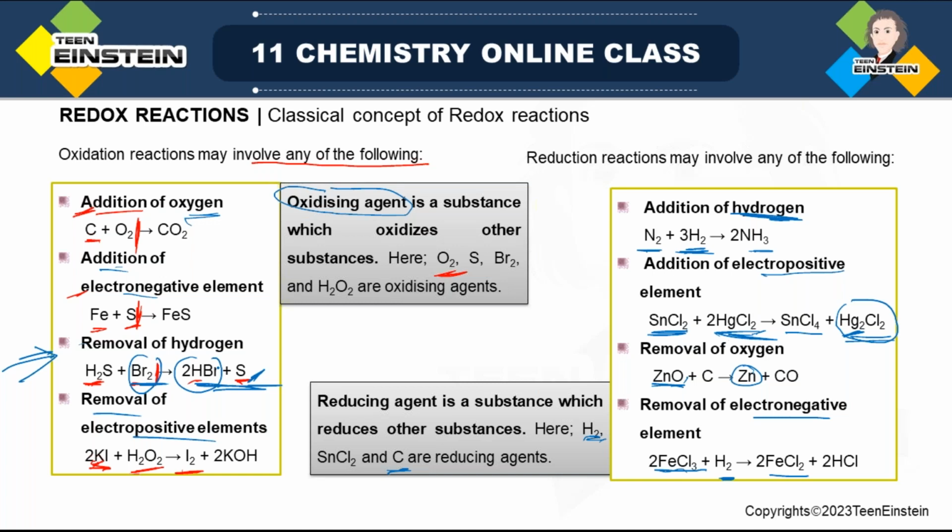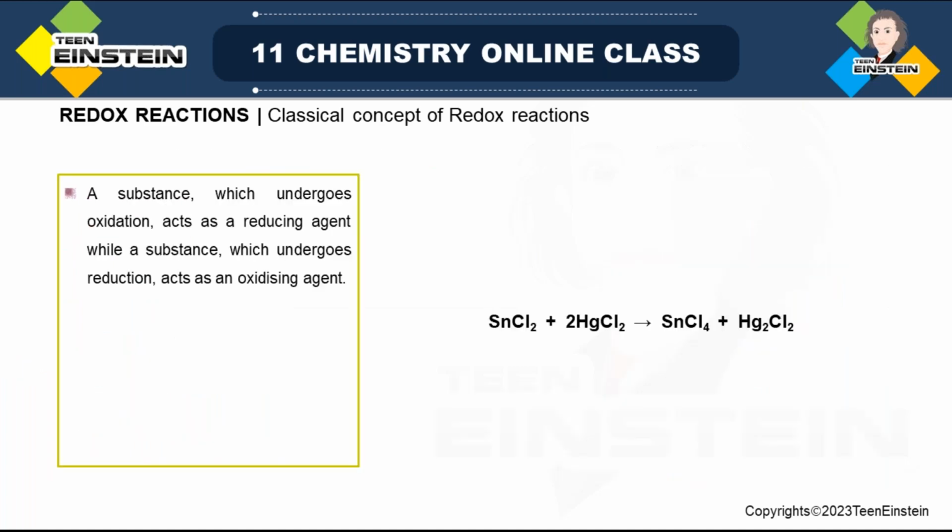Remember, when we talk about the modern concept, which is electron transfer, you will see it is more general, and you don't have to remember all these separate different ways, that is, addition of oxygen, addition of electronegative element. These separate definitions we don't need. There will be a common definition which will cover all the types of reactions together. So that is the modern concept. Fine. This is the classical concept. Now in the classical concept, some more discussion is still left. We will finish that, and after that we will see the modern concept.